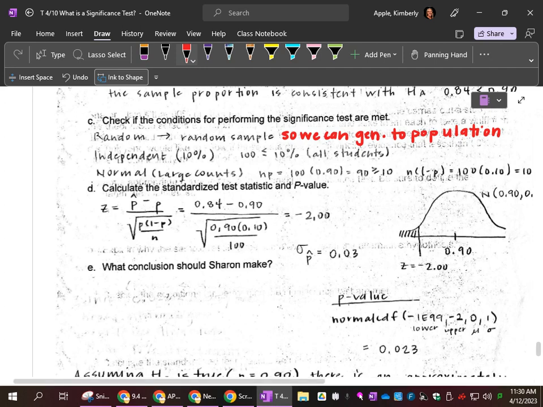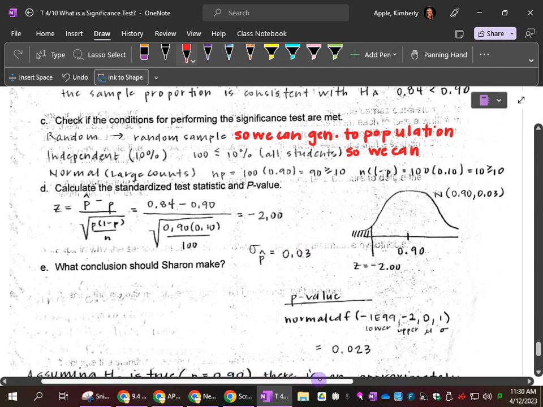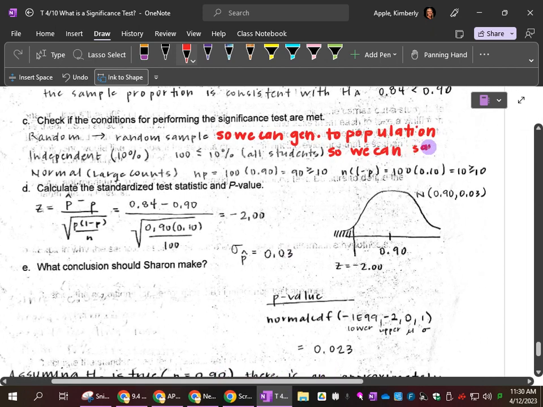Independence, the 10% condition. So what? Why do we do this? So we can sample without what? Replacement, right? Sample without replacement, and that doesn't mess up the independence. So we can sample without replacement. And then the large counts condition is so what? We can establish normality in the sampling distribution.